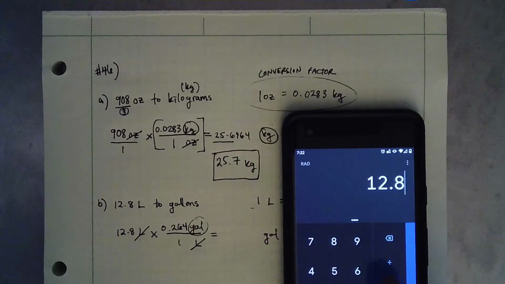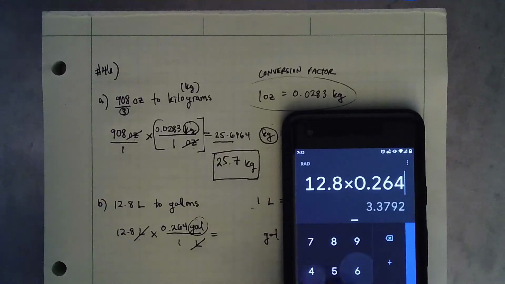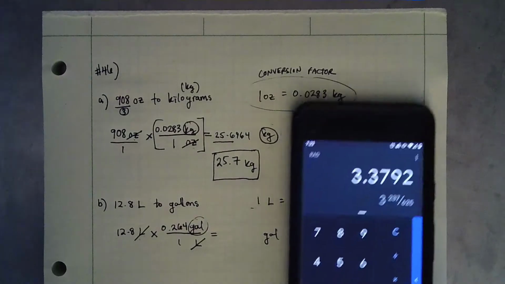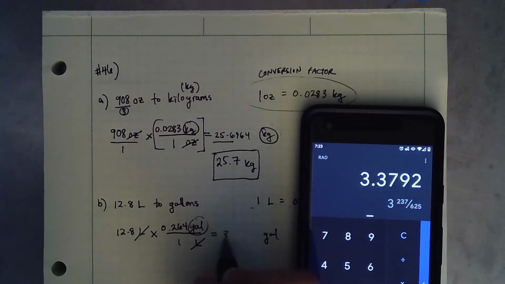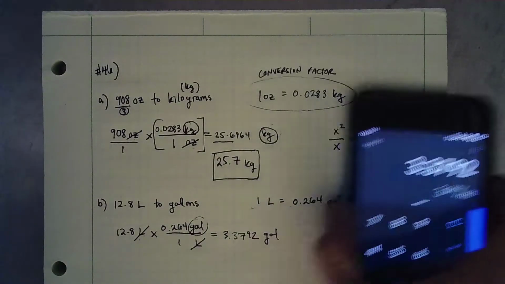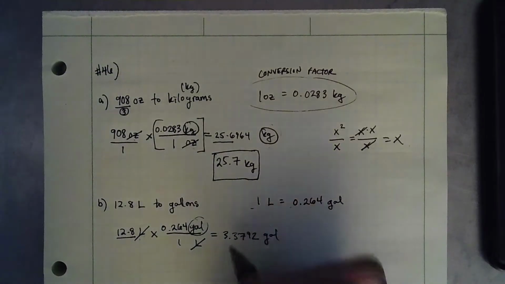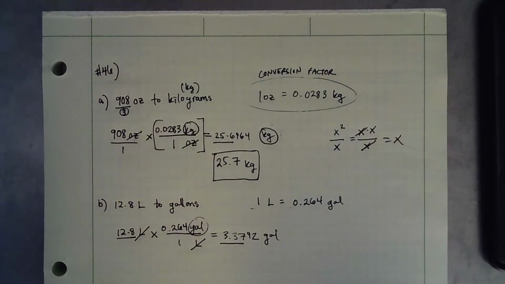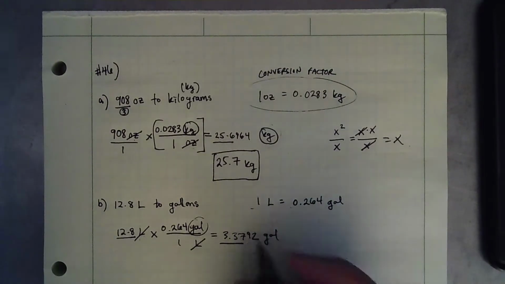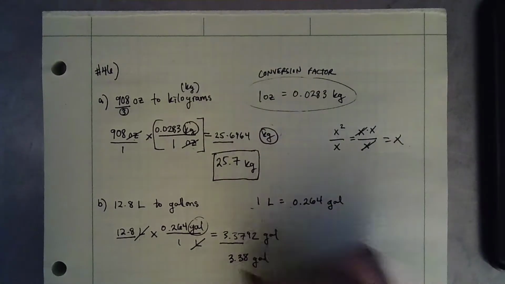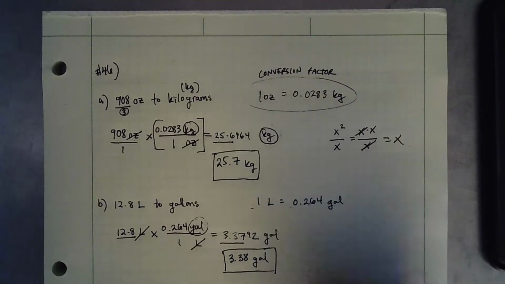12.8 times 0.264 divided by 1, so I don't have to actually do that on the calculator. 3.3792. Once again, we have 3 significant figures in our starting number, so I'm going to round to 3 significant figures here, 3.38, because once again the 9 causes that to round up. Okay, so that is my final answer.